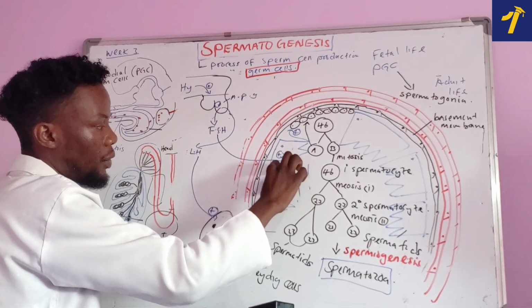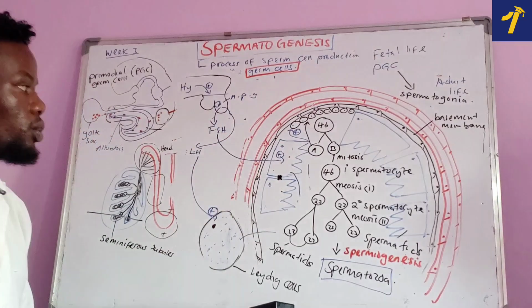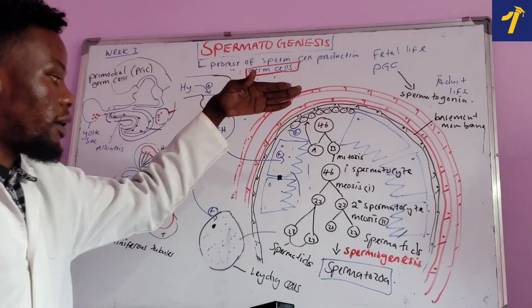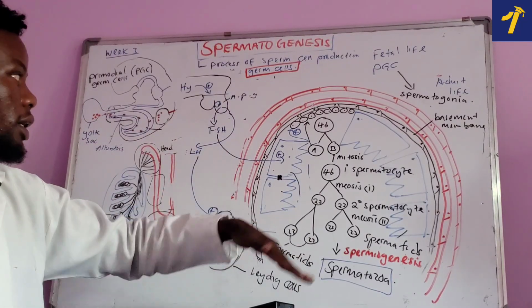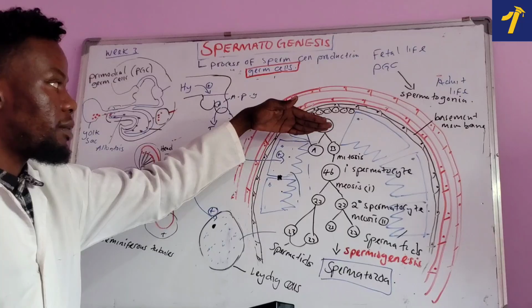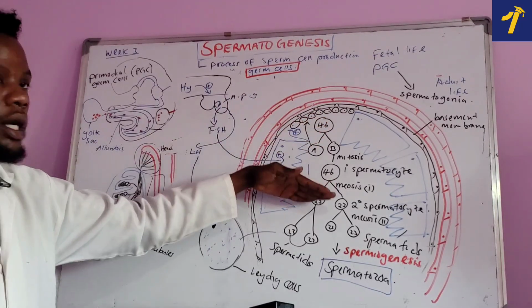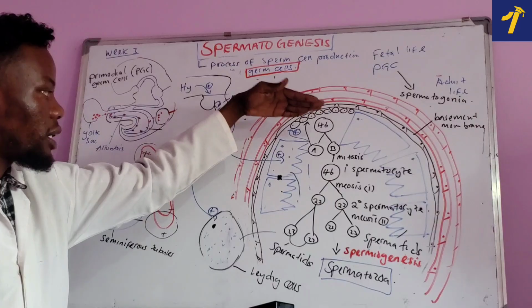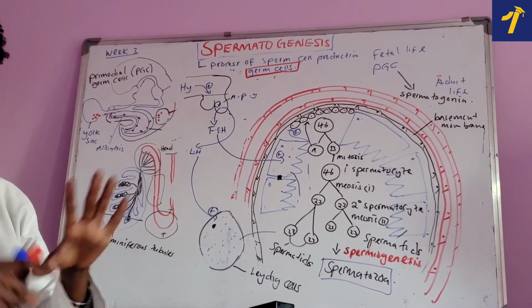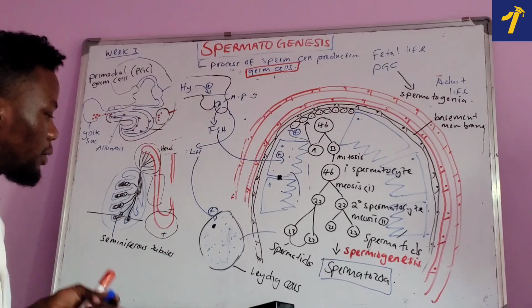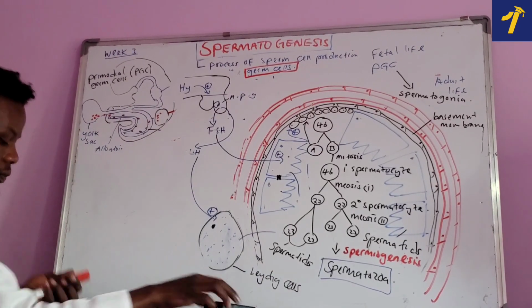So there will be a blood-testis barrier because of this tight junction. No wonder these tight junctions divide the seminiferous tubule into two important compartments: the basal compartment and the tubular compartment. You need to understand this about the tight junction. Now, the last important thing that we'll talk about is this one.